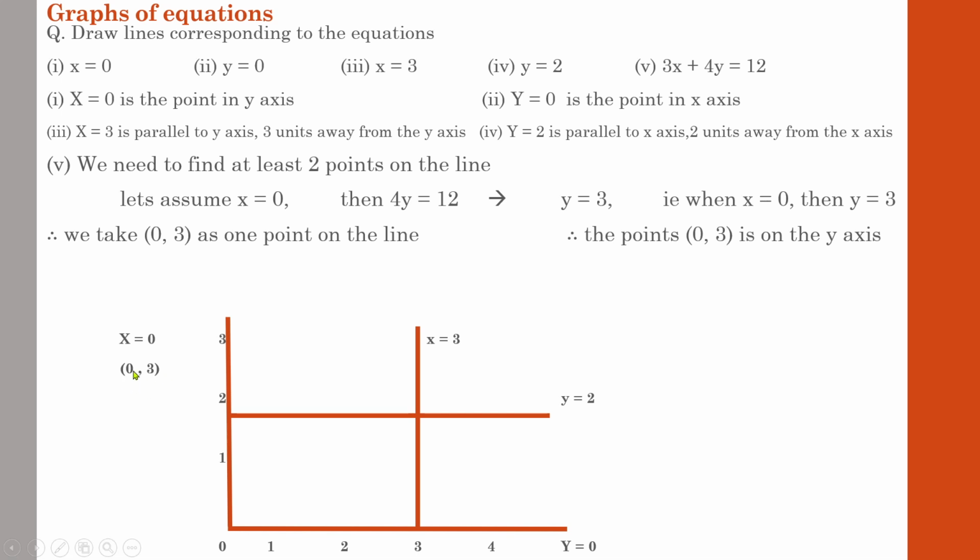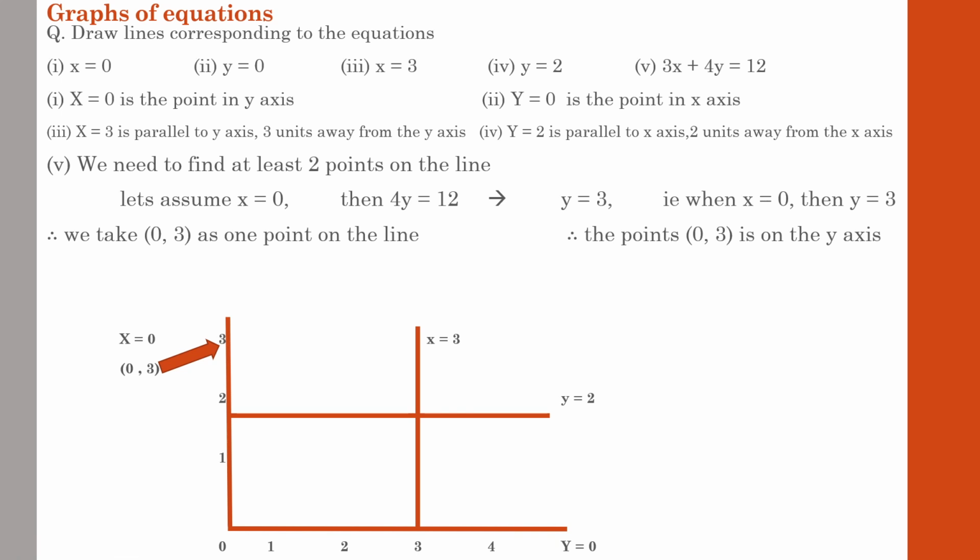Remember, in the brackets are two numbers. One number followed by a comma, then another number. That means the first number represents x. After the comma, the number represents y. That is how you represent a point in a graph. So (0, 3) means x is 0, y is 3. So the point is this one. So we have got 1 point.